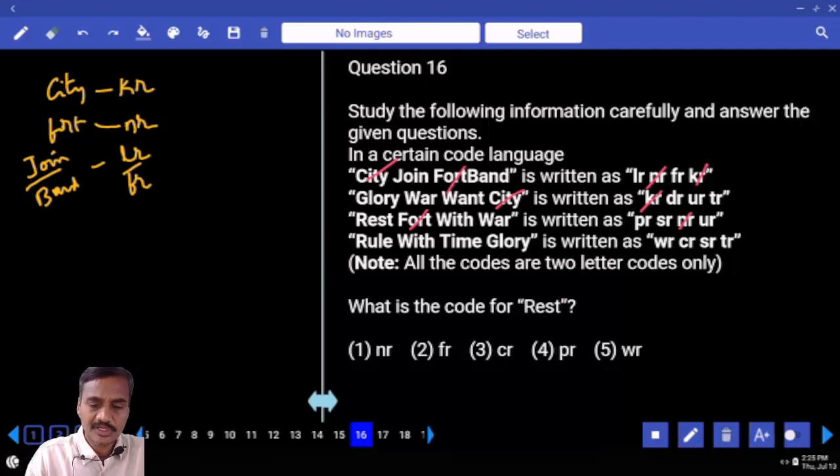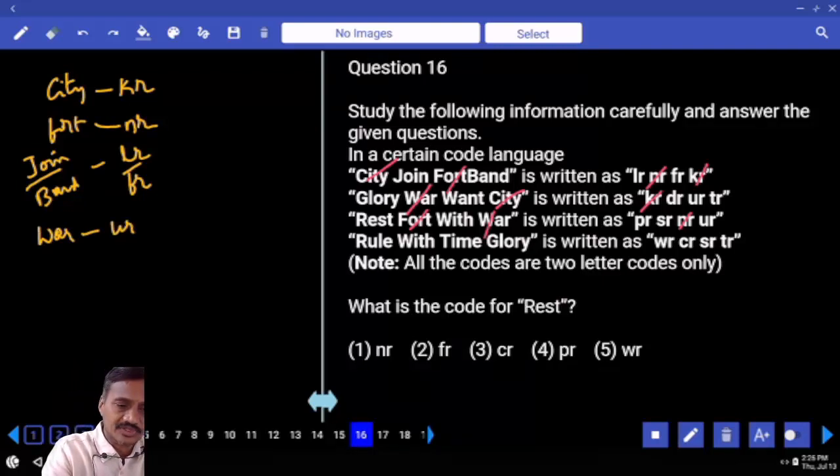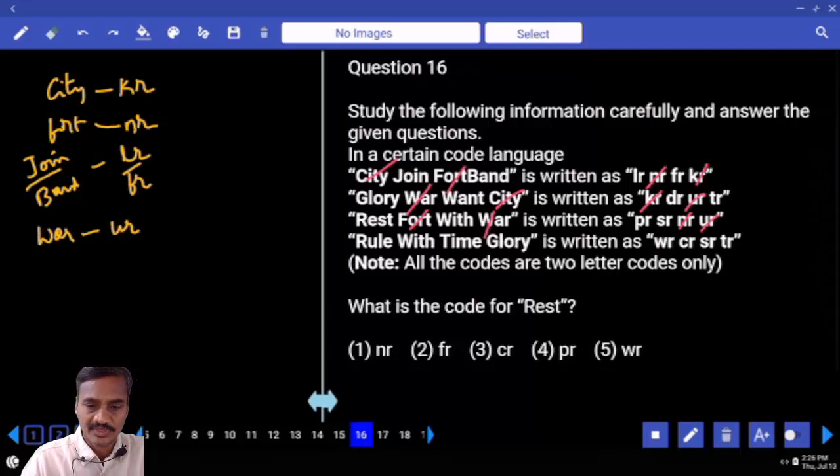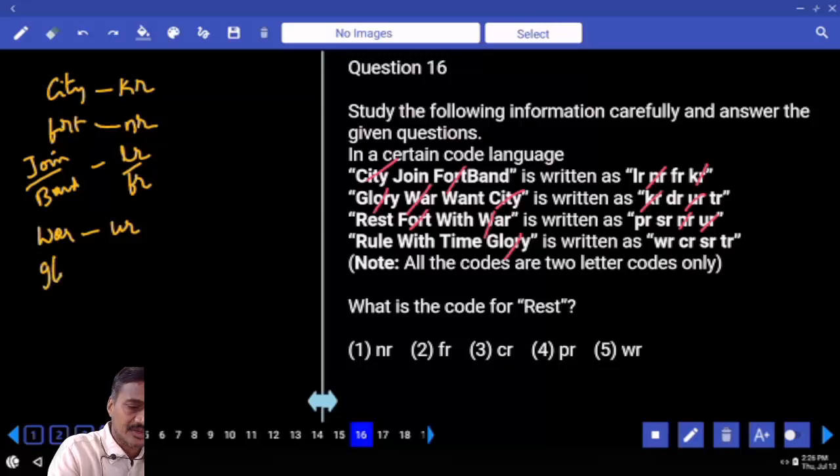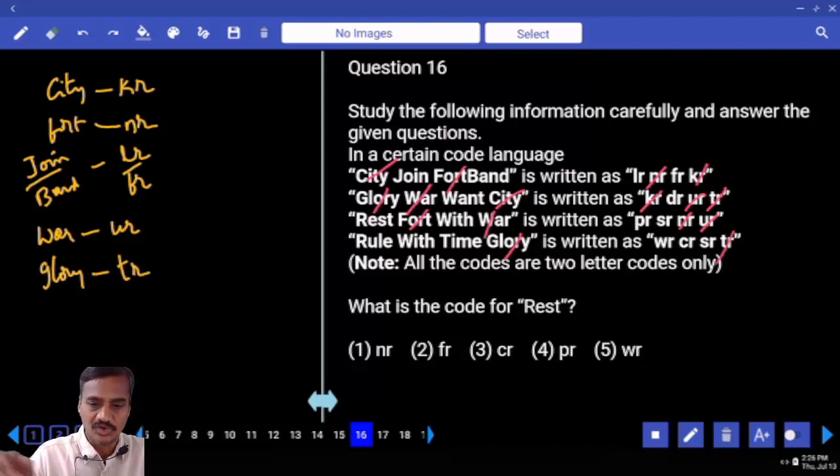And next one, 2 and 3, if you compare here, glory, war and want. Now war is the word that is common between the second and the third. As war is common and the code that is common is UR, the code given to the word war is UR. Then if you compare 2 and 4, glory and want. Now glory is the only word that is common and the code that is common between these two. What is the code here? DR, TR. Now TR is common and the code to the word glory is TR.